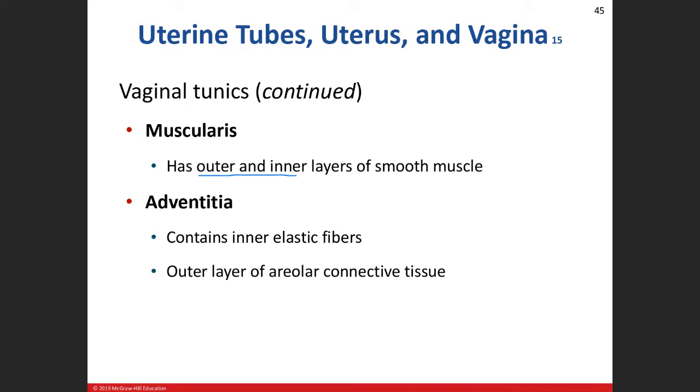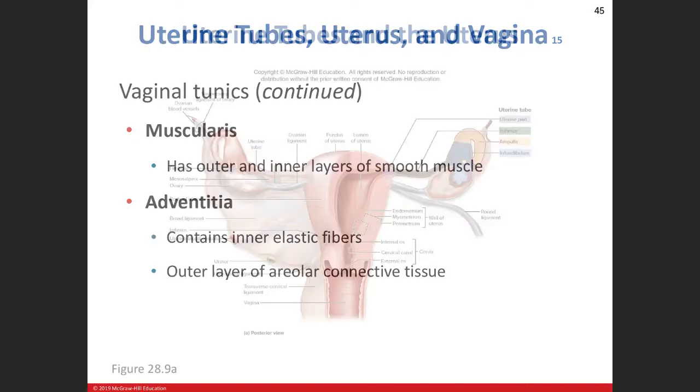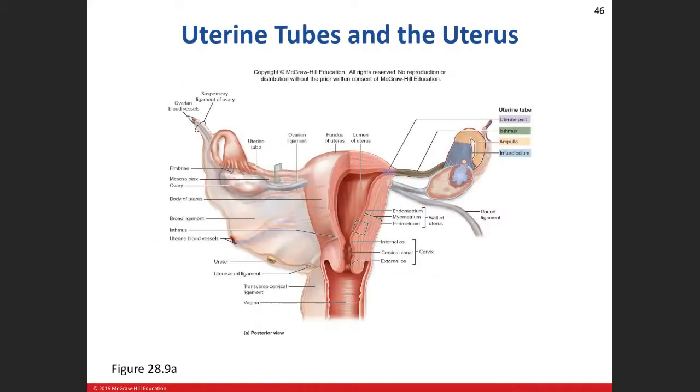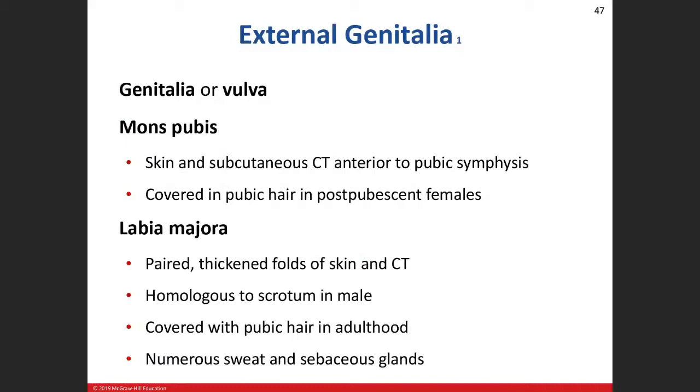All right, but the inner layers are going to be loaded with elastic fibers. So that tells us that, and it makes sense because during the birthing process, we need this structure to be able to accommodate child delivery, and the baby, we need it to be able to expand, okay? And then the outer layer is going to be made up of that areolar connective tissue, which is just going to be loaded with vascular structures.